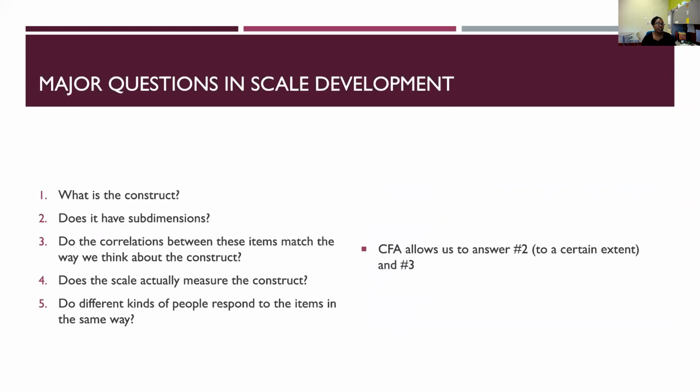So some of the major questions that we have when we're developing scales is, what is the construct? You have to theoretically determine what the construct is. Does it have subdimensions? Are there certain parts of the constructs that feed into the overall whole? And do the correlations between the items in the survey we asked correspond to the way that we think about the construct? And this is really where we're going to be focusing in on the CFA analysis.